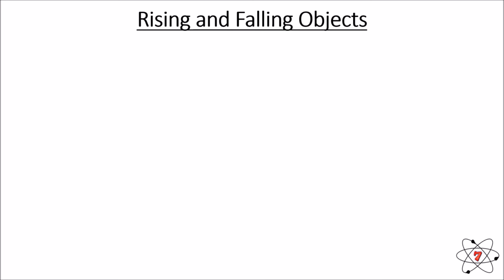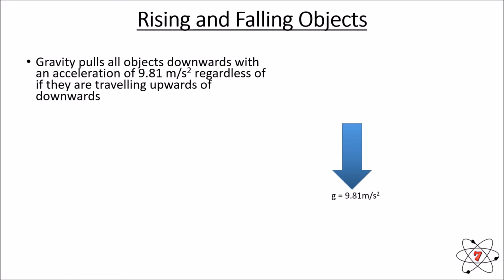Okay, so we can take this concept of terminal velocity and extend it a little bit by seeing what happens to an object that rises up and then falls back down. So we know that gravity pulls all objects downwards with an acceleration of 9.81 meters per second squared, regardless of whether they're travelling upwards or downwards. So if something's travelling upwards, it's going to be slowed down by gravity, and if something's travelling back downwards, its speed is going to be increased by gravity. But the rate of gravity is always the same. It's always 9.81 meters per second squared, pulling downwards.